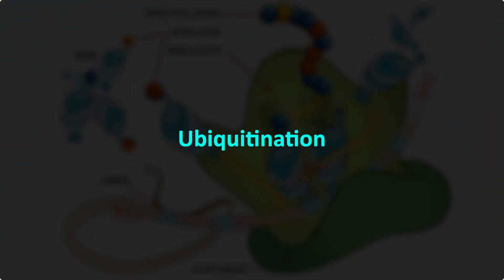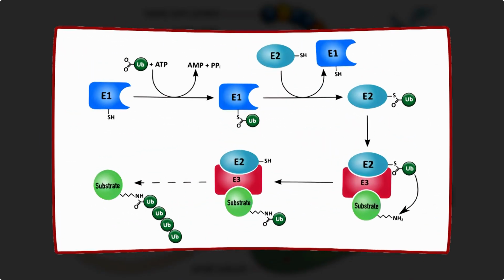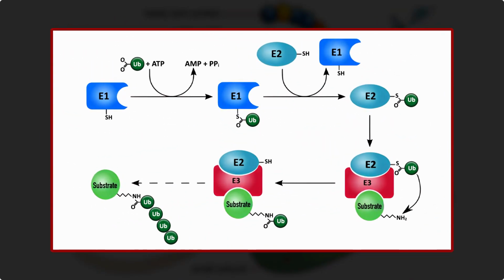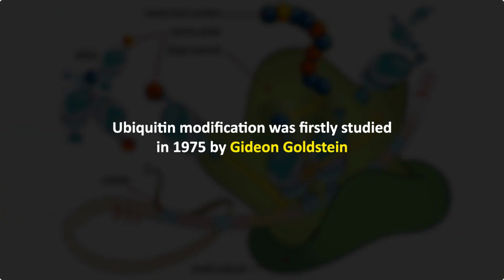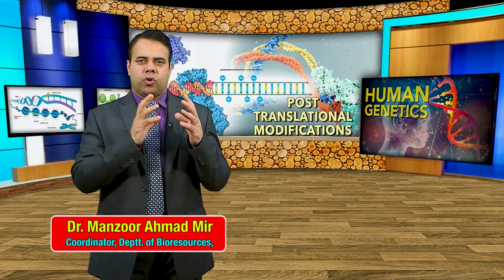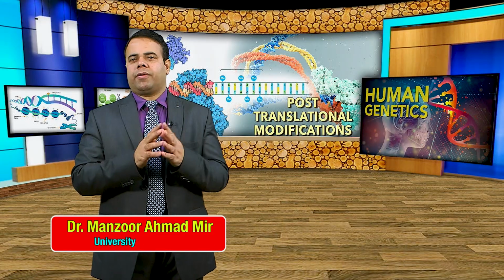Dear students, let's now discuss the third type of post-translational modification. It is the ubiquitination. Ubiquitination is one of the most important reversible post-translational modifications. This modification was first studied in 1975 by Gideon Goldstein. The modification is a versatile post-translational modification and can occur on all 20 amino acids. However, it occurs on lysine more frequently.